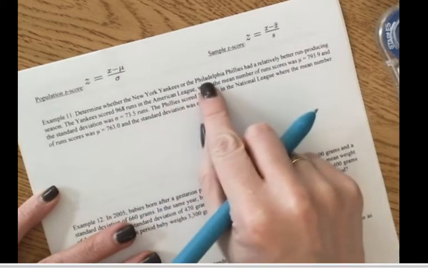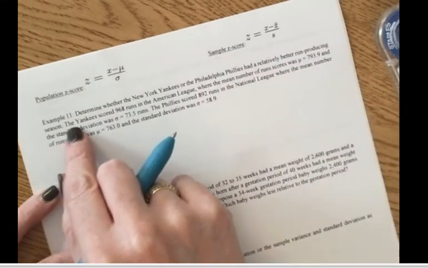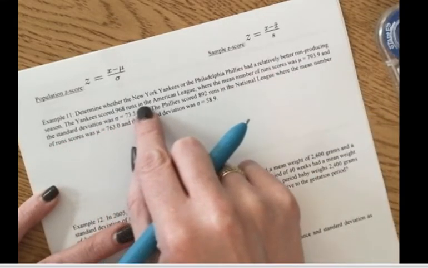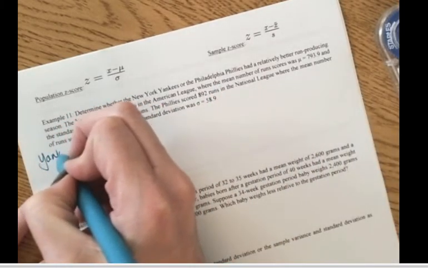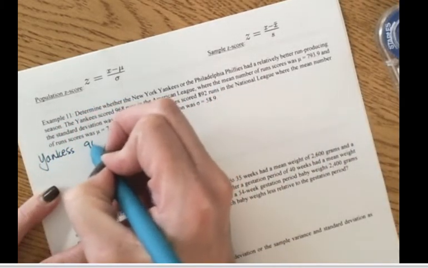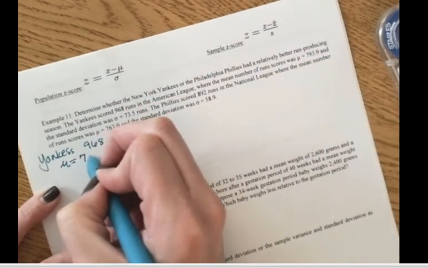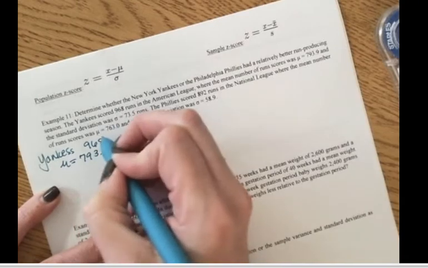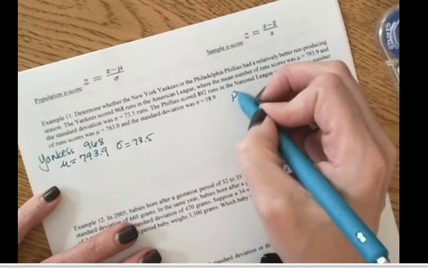Determine whether the New York Yankees or the Philadelphia Phillies had a relatively better run producing season. The Yankees scored 968 runs in the American League. So here's the Yankees. I'm going to do the Yankees over here. So they scored 968, where the mean was 793.9, and the standard deviation was 73.5. Okay? Now then I do the Phillies.